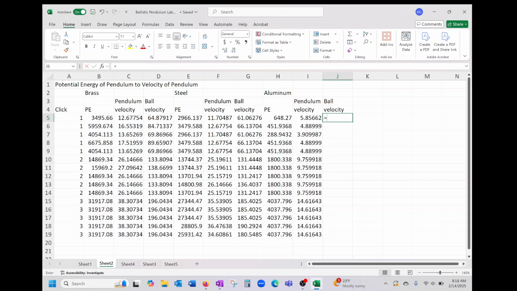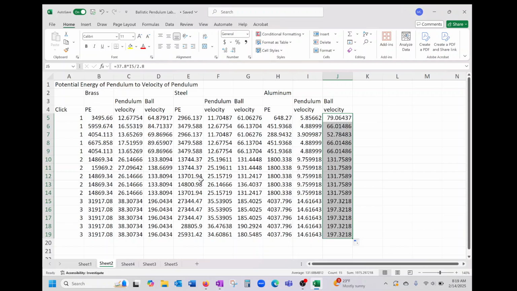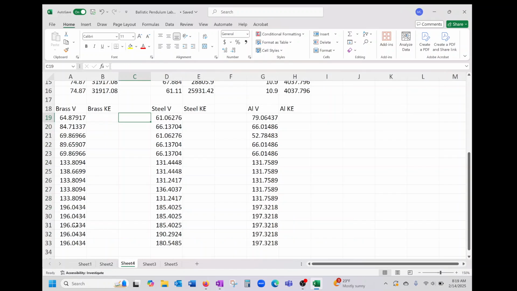And then same thing over here, this is 37.8 times the pendulum's velocity divided by 2.8, which is the mass of the ball, and that's going to get us our ball velocities. So now that we have the ball velocities, I went ahead and already copied those pieces of data into here. So here are all my ball velocities.